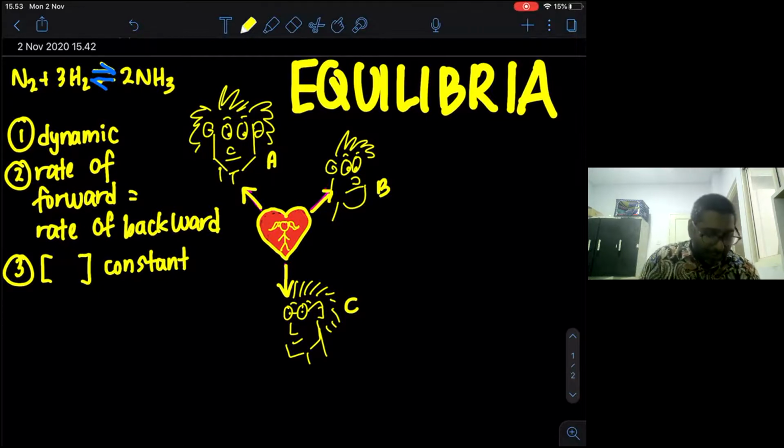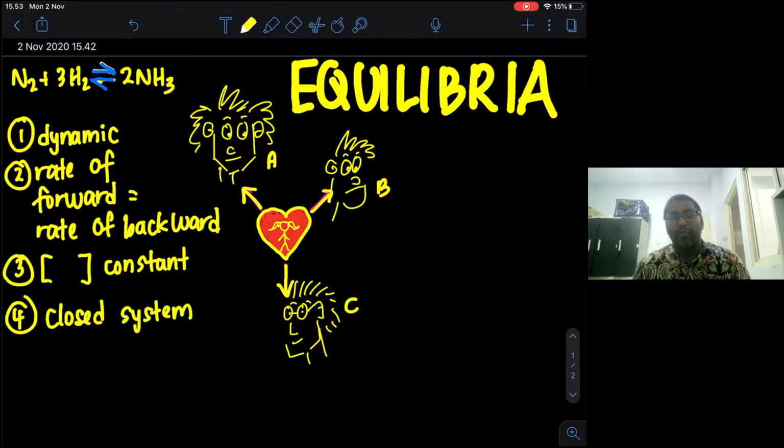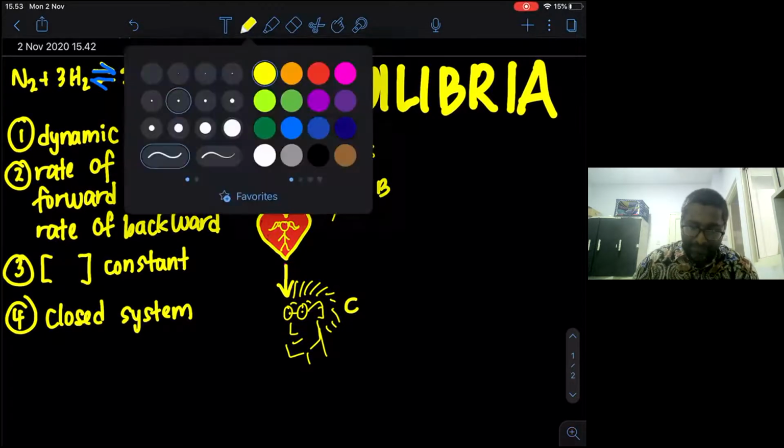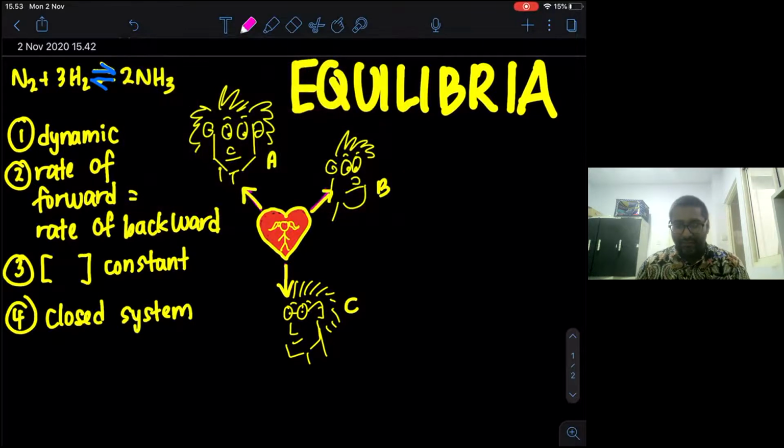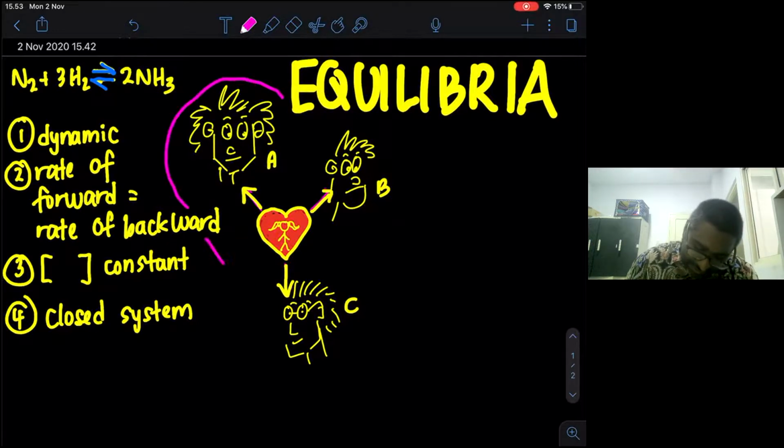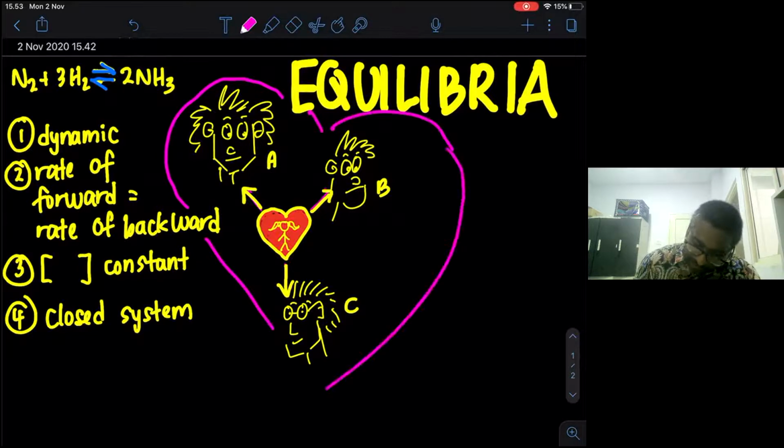So number 4, all these reactions must happen in a closed system. So what is a closed system? A closed system is a system where nothing is being added into the system and nothing is coming out from the system. So if you want to represent this, let's say, with this relationship, to remember this, this is a love case that is some kind of closed system.